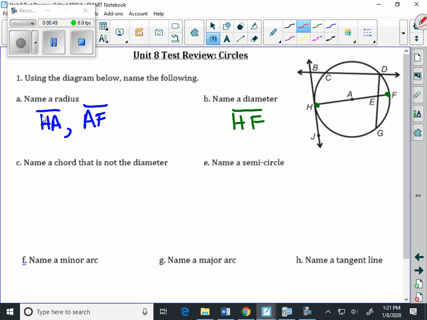Letter C. Name a chord that is not a diameter. Well, chord still has endpoints on the circle, so an example of that would be BD.